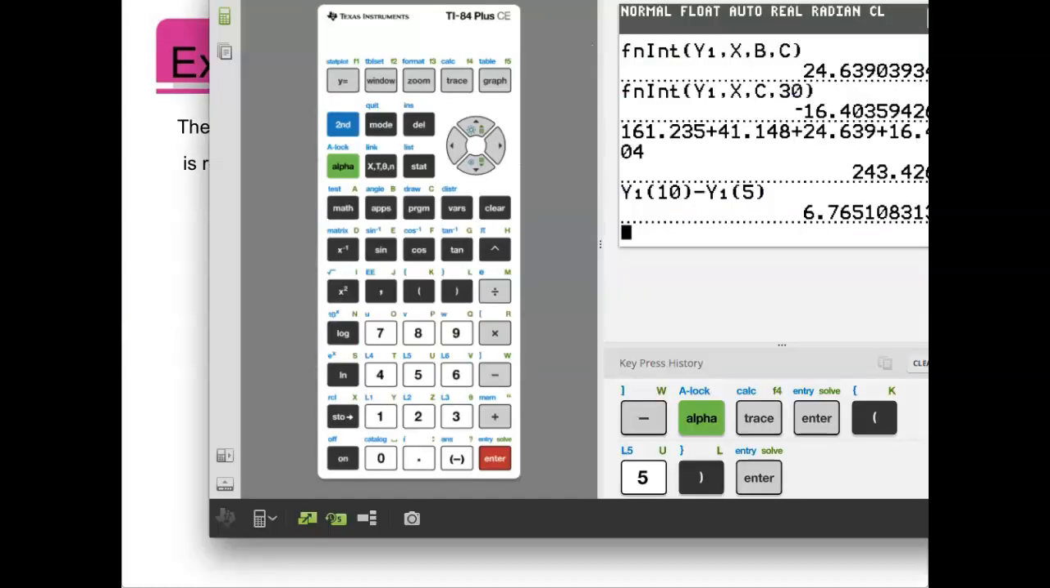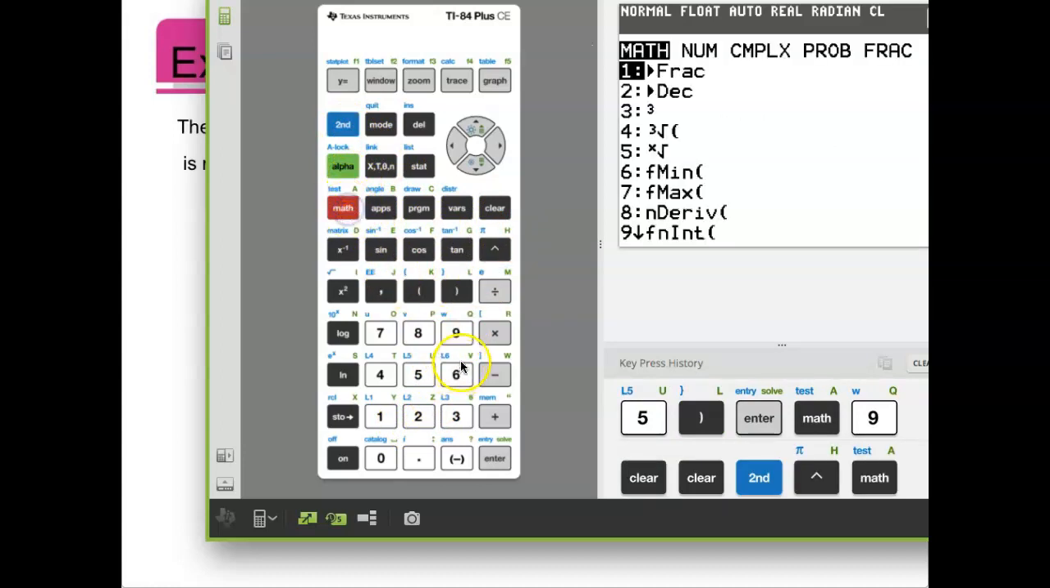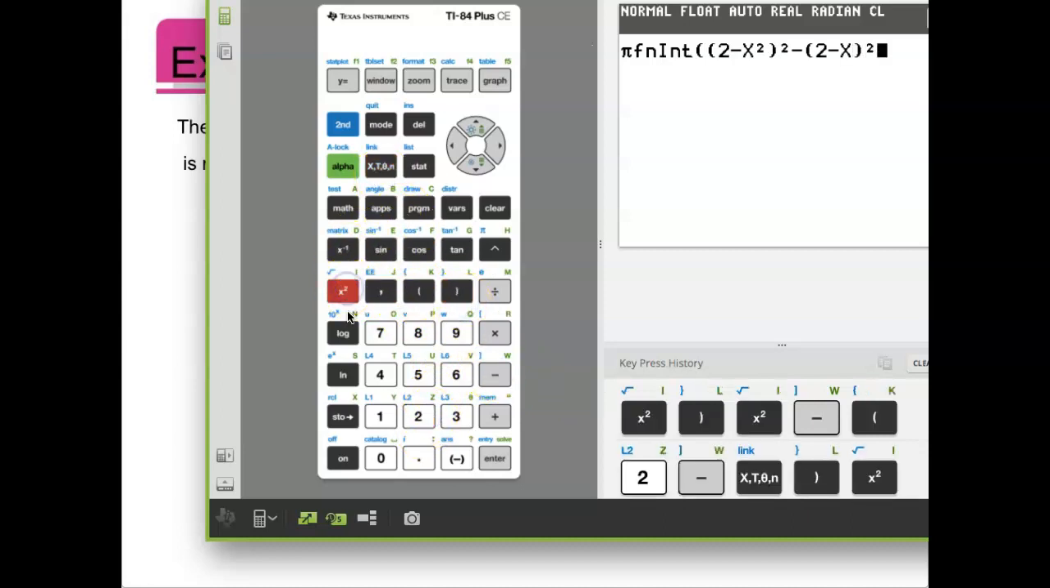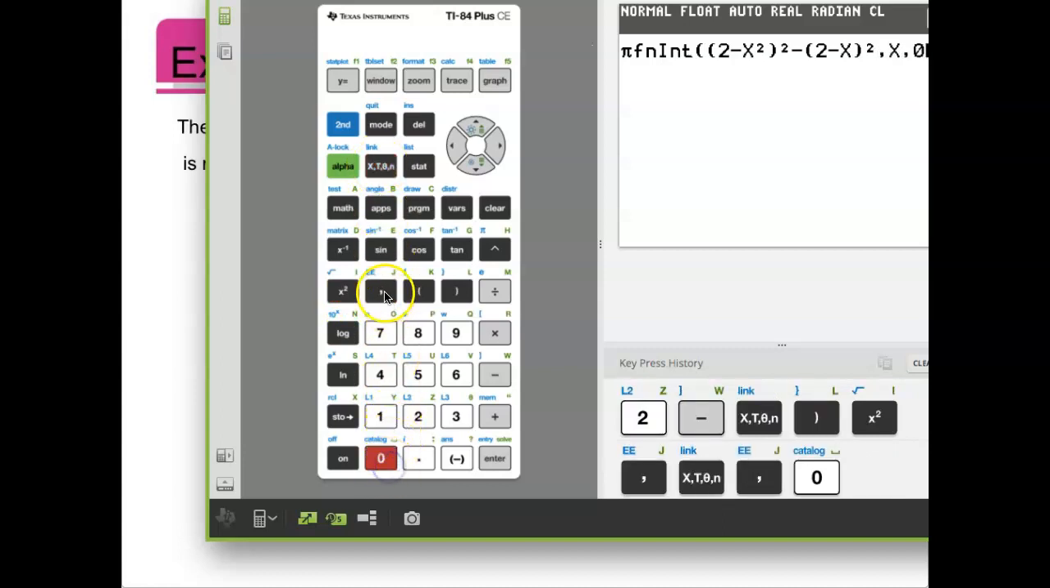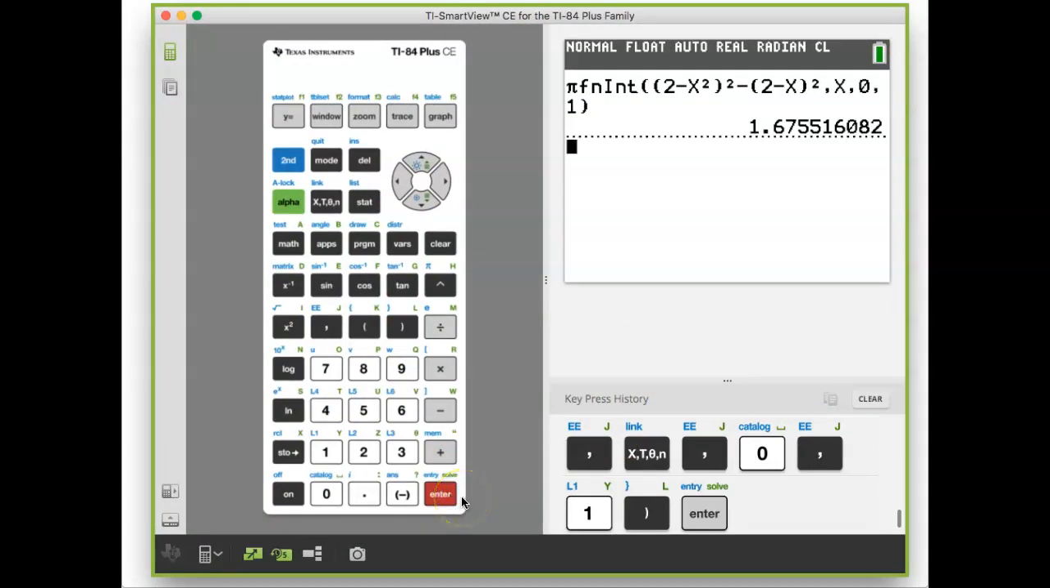All right, let's do this in the calculator. We're going to go with a math 9. I want to integrate. I'm going to factor out pi, actually. So let me do this. Let's do pi times math 9. The function that I want is then 2 minus x squared, squared, minus 2 minus x, squared. That's the function that I want to integrate. I factored out the pi, comma x, and I want to go from 0 to 1. There we go, 1.676, and we're done.